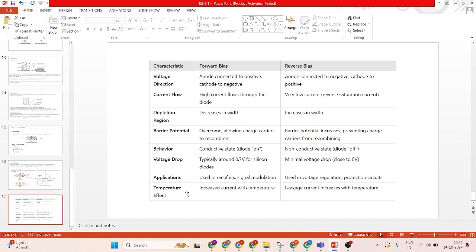Temperature effect: in forward bias, current increases with temperature. In reverse bias, leakage current increases with temperature.